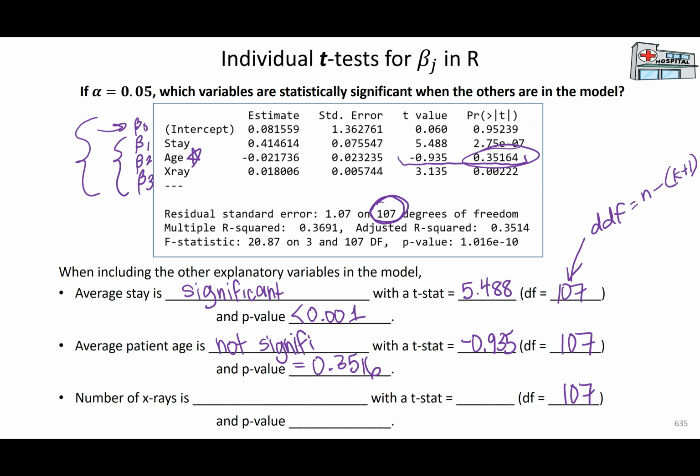So I mean, on its own it might be, but when you're already including stay and x-ray, it doesn't add a lot more information about what's going on with infection risk. That's what we're getting at.